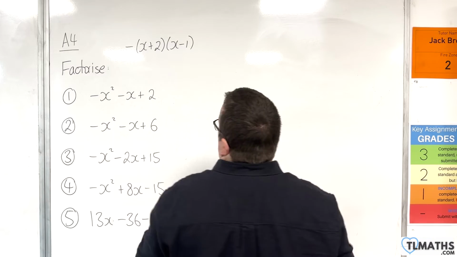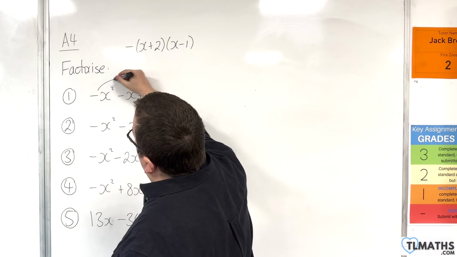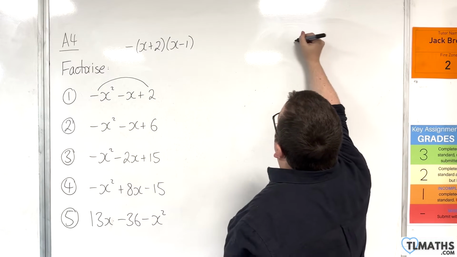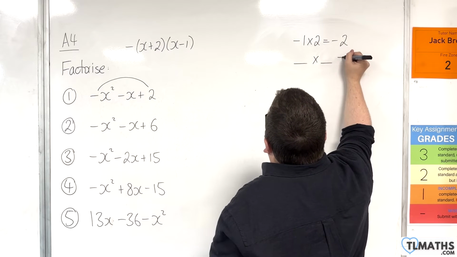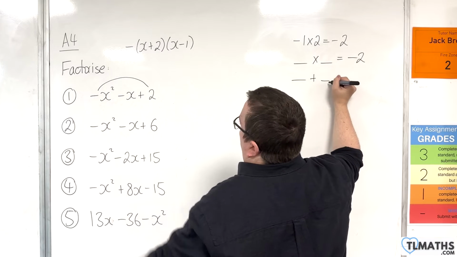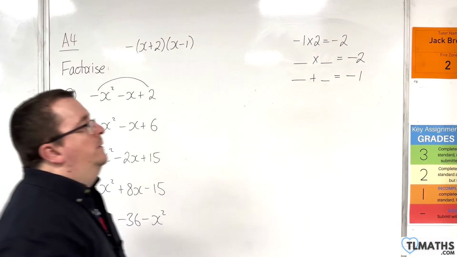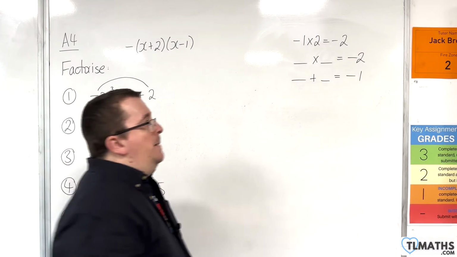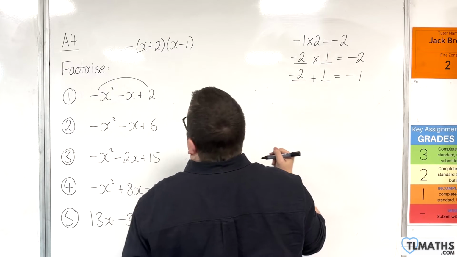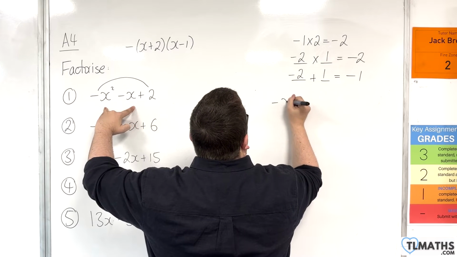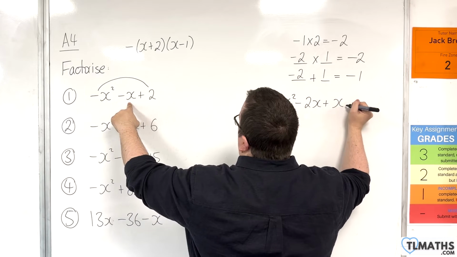Out the front of the x squared is minus 1. So we're going to multiply that with the 2. Minus 1 times 2, which of course is minus 2. So we're looking for 2 numbers that multiply together make minus 2, but add together to make the coefficient of x, which is minus 1. That would be minus 2 and positive 1. So I'm going to rewrite this as minus x squared, and I'm going to split the minus x up into minus 2x plus x. And then I've got the plus 2.